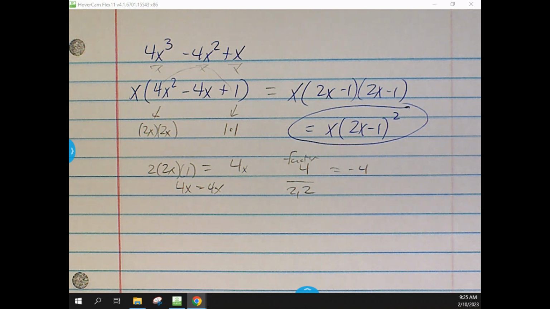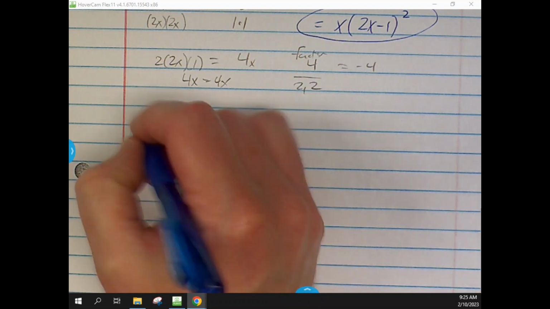Now, sometimes we'll get to doing problems like this, and sometimes people get so locked in on doing these that, it's going to ask you to factor.